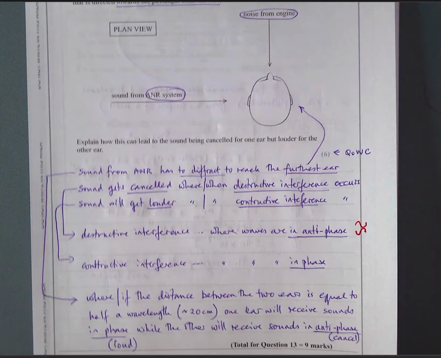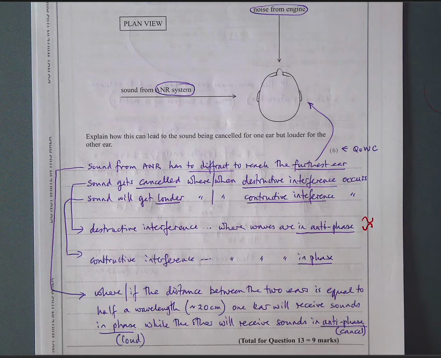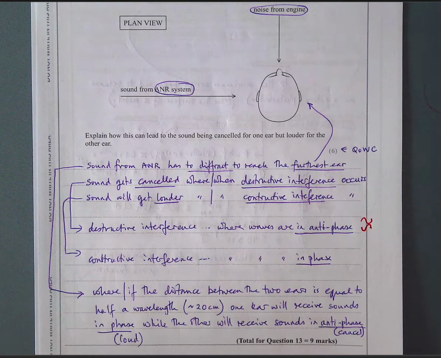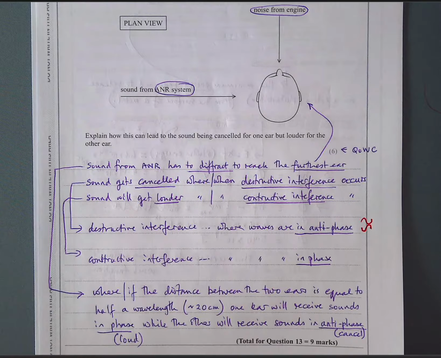And finally, I have my first point where it says sound waves have to diffract to get to the ear on the side. It has to diffract around it. So if the distance between the two ears is equal to half a wavelength, which is 20 centimeters, from the question that we had in part A, the wavelength we knew was 40 centimeters. One ear will receive sounds in phase, while the other will receive the sound half a wavelength later, and therefore it will be in antiphase. So one will be louder and one will be quieter. So that's, I think, the only way you can get clarity in this answer. Okay, hope that makes sense. So they give you marks based on the clarity and the logical reasoning and the correct use of terminology. Okay, again, have a look at the mark scheme, but I think this would give you the full marks.